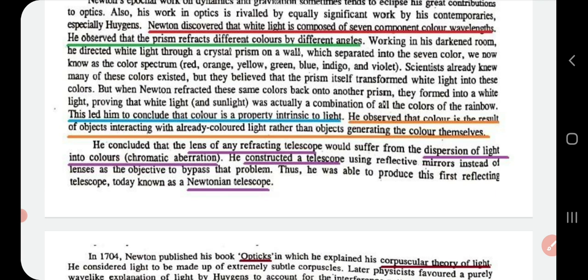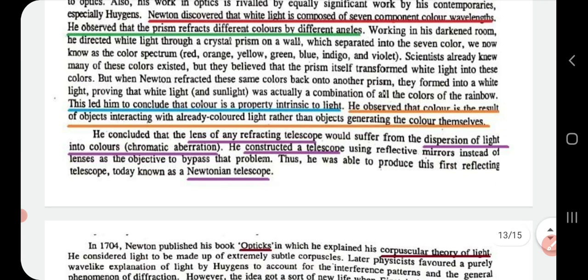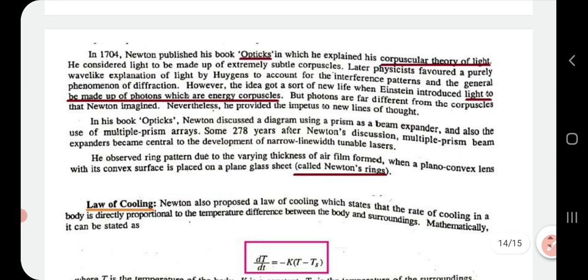Then he constructed a telescope using reflective mirrors instead of lenses, just to overcome this problem. He was also able to produce the first reflecting telescope, which we call today the Newtonian Telescope. He published a book named Optics, in which he explained the corpuscular theory of light.